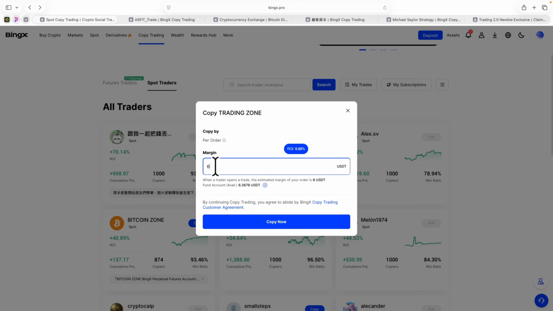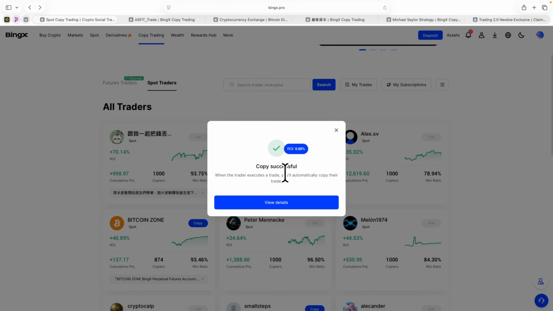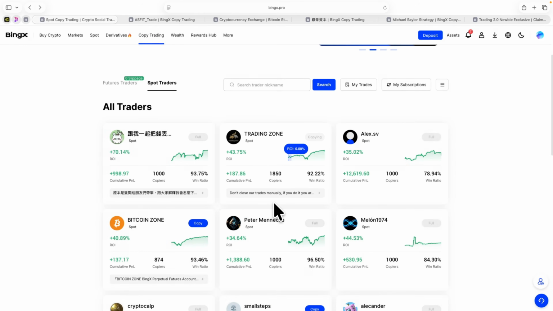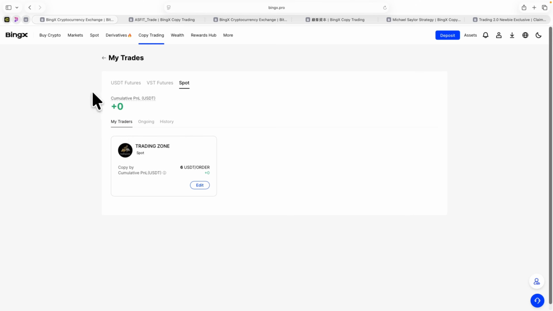And if you want to know the minimum amount, let me remove it. You can see it is between $5 to $10,000. So minimum is $5, maximum is $10,000. So if you want to copy with $6, just click on 6 right there. And then you can see copy now. If I click on copy now, just like that, I have copied successfully. If you click on view details too, it takes you to the details of that trader that you are copying. So you can see it right here.